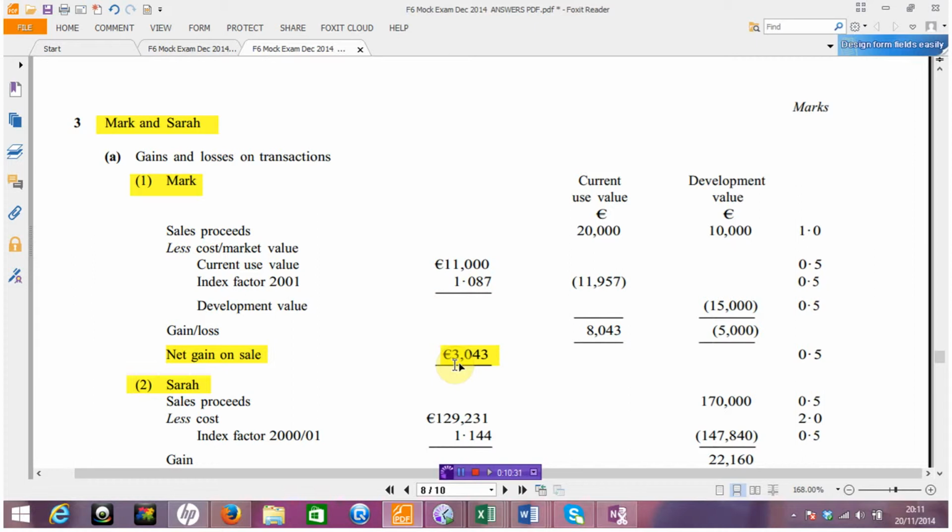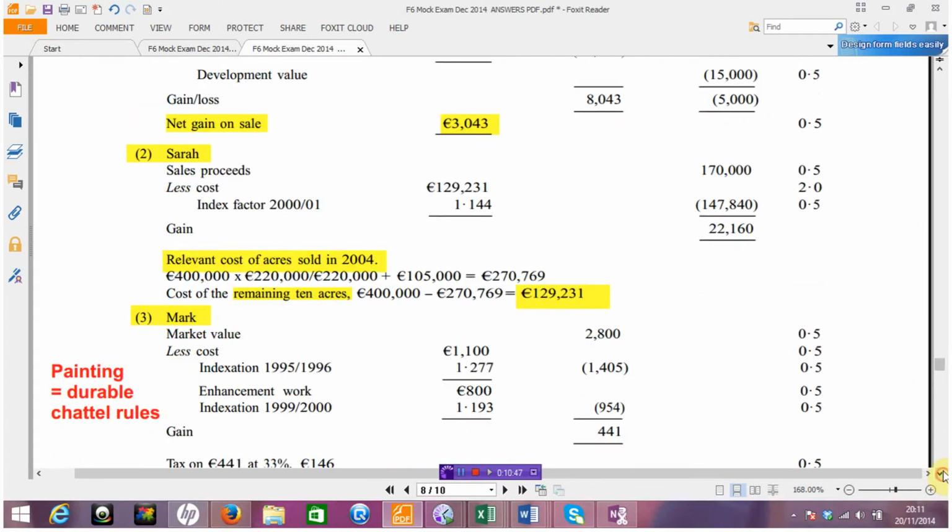Key point is no IR in relation to a development use value. And in addition to that, we can ignore any split really between development value and indeed current use value on the proceeds themselves. Okay. Now the next point is in relation to our part disposal for Sarah. Note that they're making a point of making it known who the asset is owned by and therefore who the tax will be attributable to.